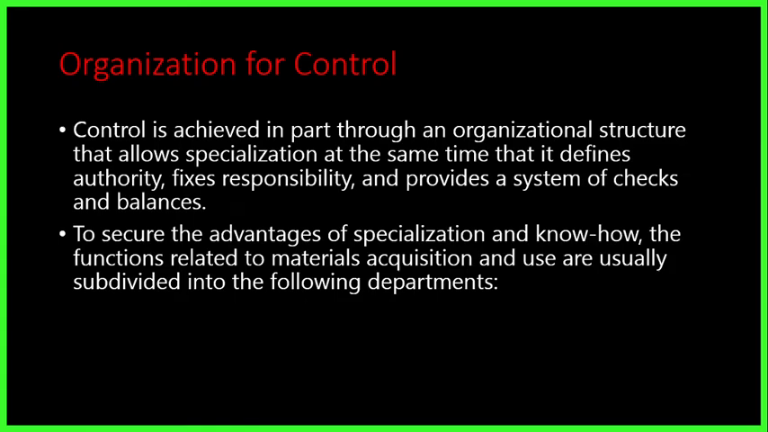Organization for control. Control is achieved in part through an organizational structure that allows specialization at the same time that it defines authority, fixes responsibility, and provides a system of, ito yung pinaka-importante siguro, checks and balance. So to summarize, you should have an organizational structure which allows check and balance in our assets. The main objective is to secure the advantages of specialization and know-how.